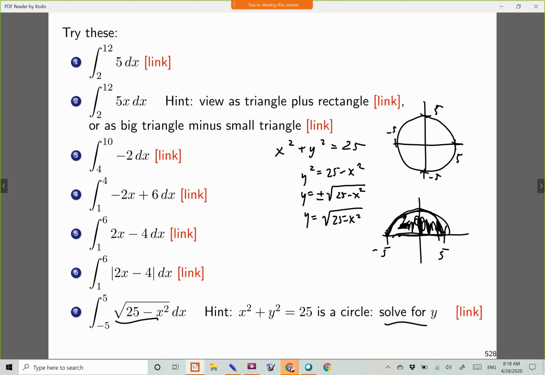And here's where we need the area formula for a circle, right? The area of a circle, we looked at this back when we were looking at optimization, was pi r squared. So pi times 5 squared is the area of the whole circle.